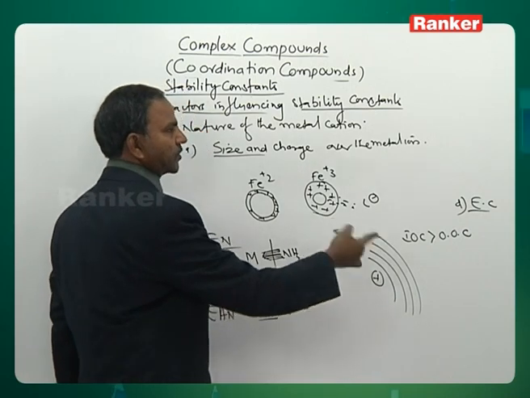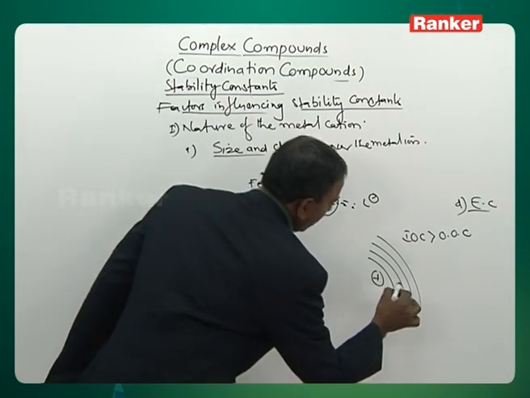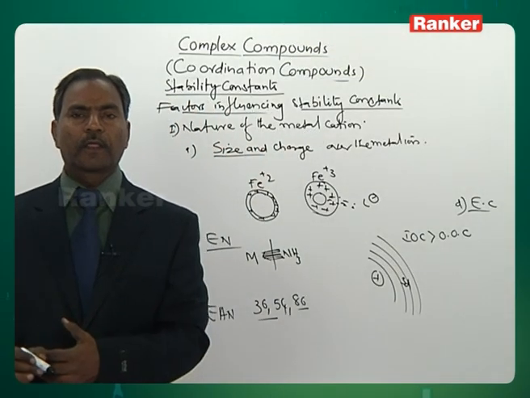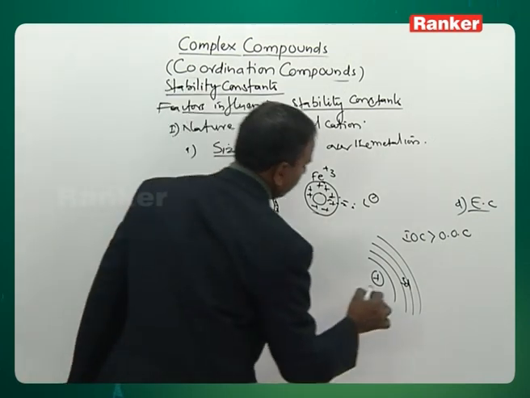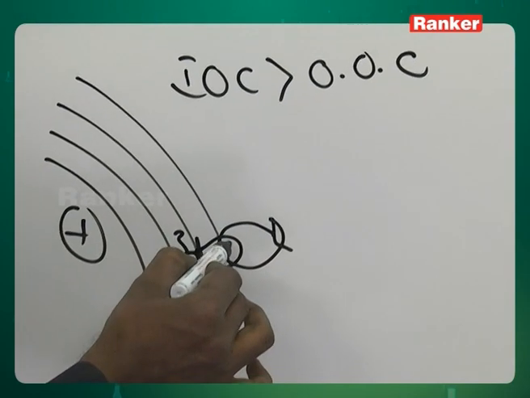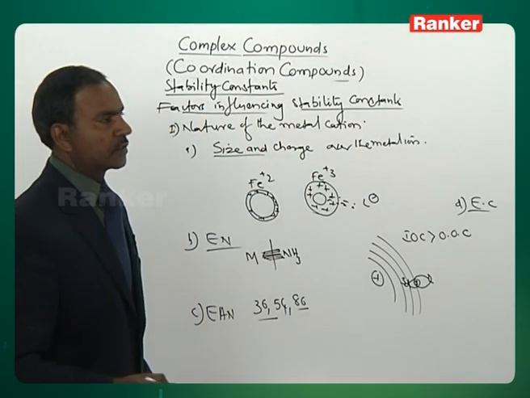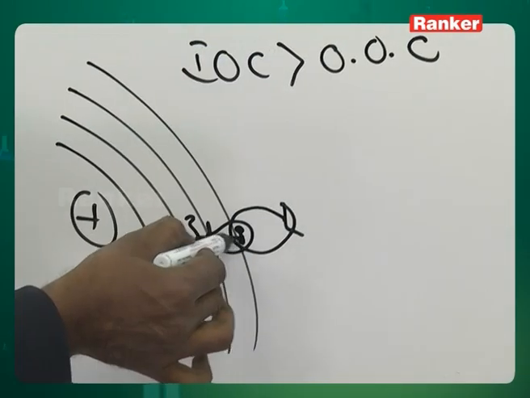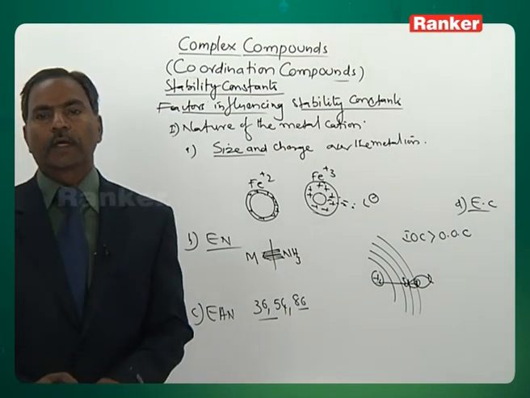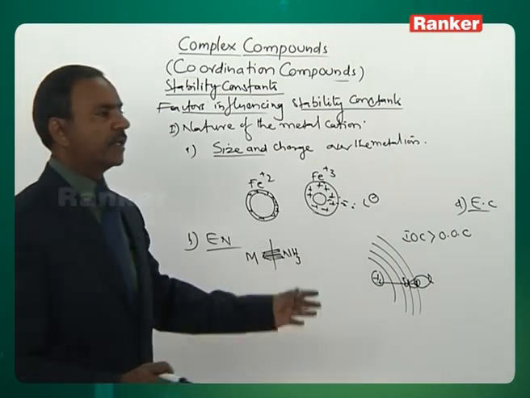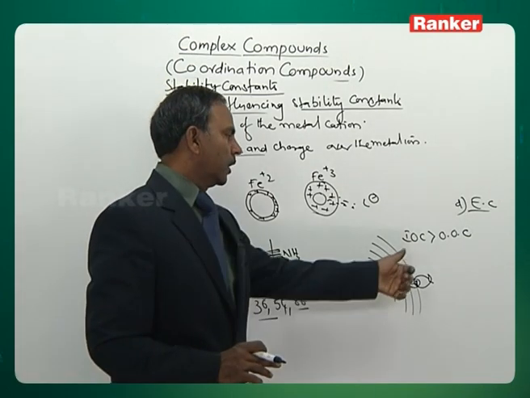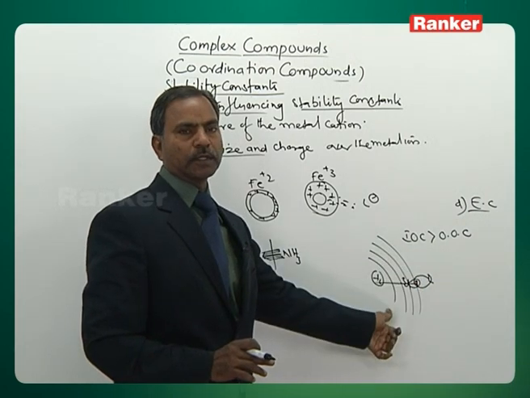We are taking a 3d element as an example, to discuss this particular concept. Now, if you consider an inner orbital complex, the 3d orbital is involved. With the 3d orbital involved, you are clearly observing the bonded pair of electrons, from the ligand, will be near to the nucleus of the metal ion. More attraction force over the bonded pair, and strength of the bond will be high. Therefore, an inner orbital complex produces a more stable complex.